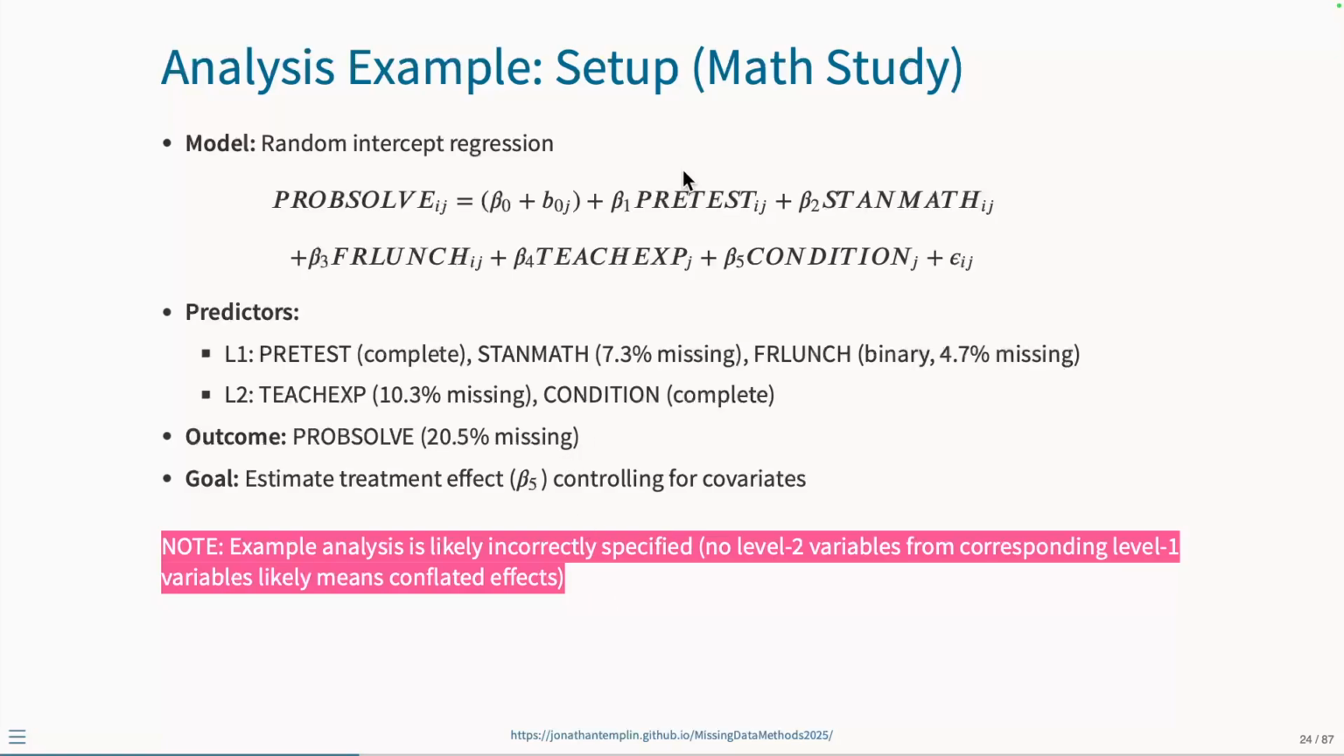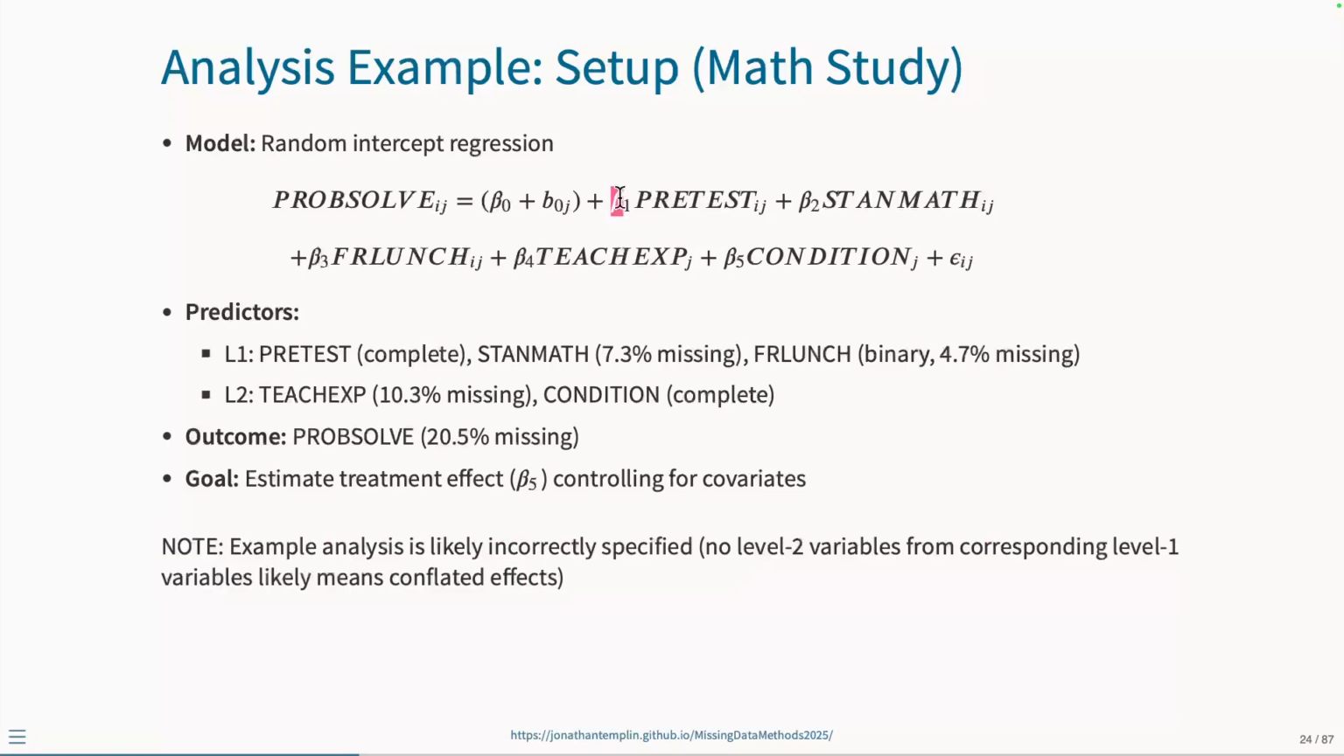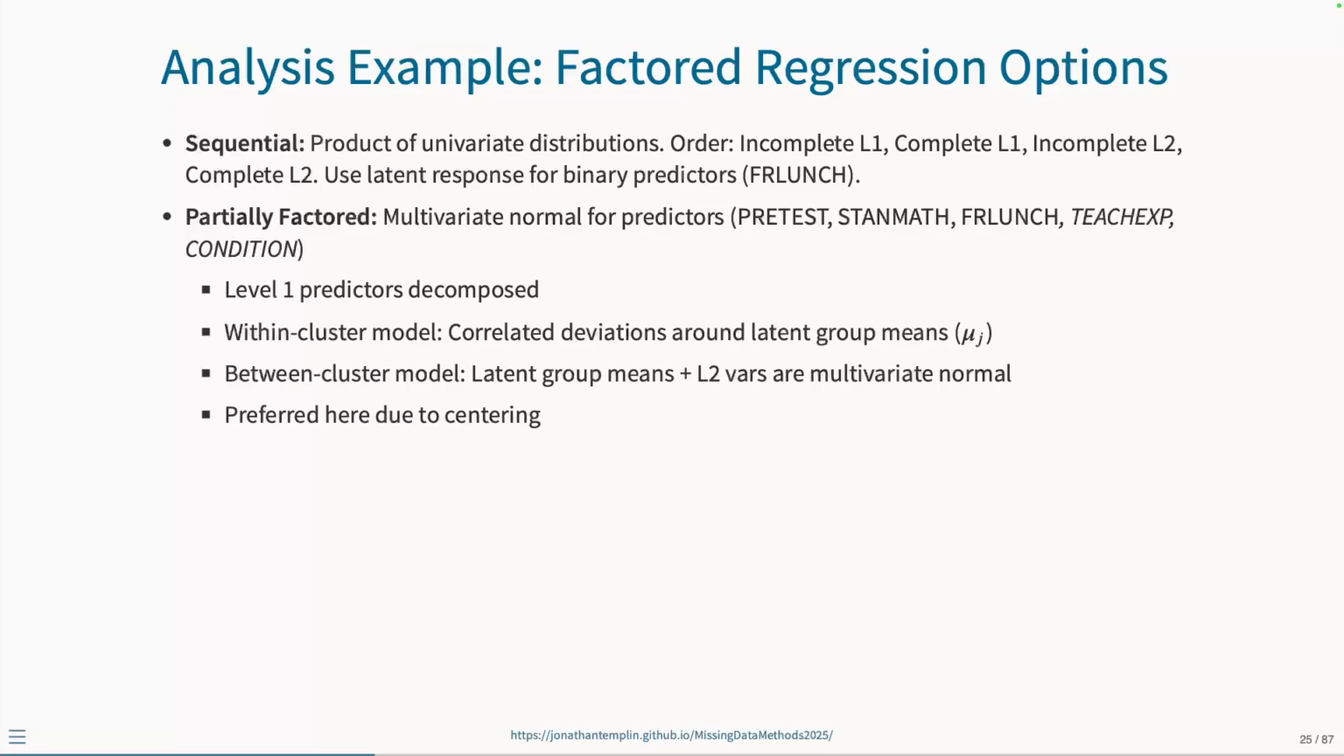Because guess what happens if you use this as your imputation model? You've just imputed conflated slopes, level 1, level 2, smushed slopes. There we go. But you don't need to hear that from me. If everybody starts talking about smushing, you're going to run, like, gosh, just make it stop.